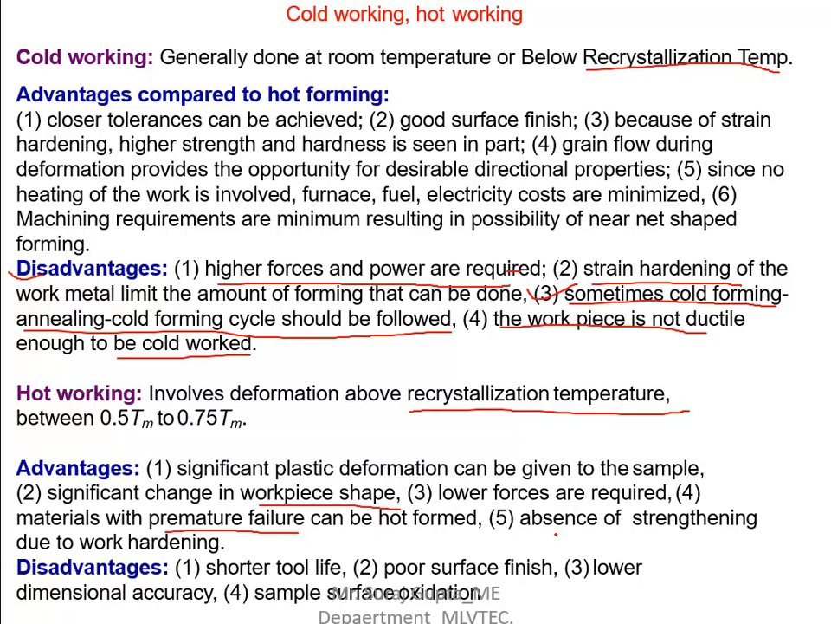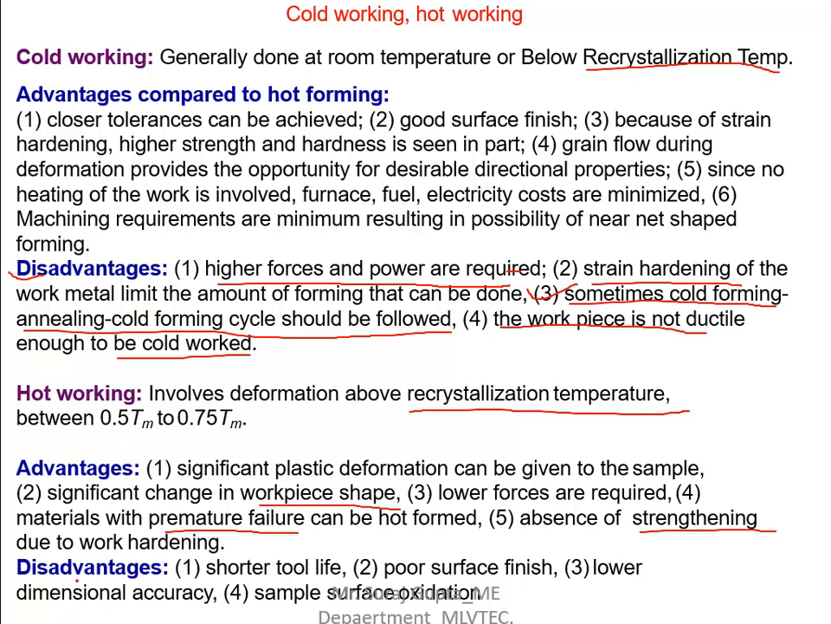The fifth point is absence of strengthening due to work hardening. Work hardening means when we apply forces at room temperature, the material will become so hard. After that, if you apply forces, it will not deform at the same rate. So if we increase the temperature of the material above the recrystallization temperature, there will be an absence of this strengthening, so the material will be easily deformed.